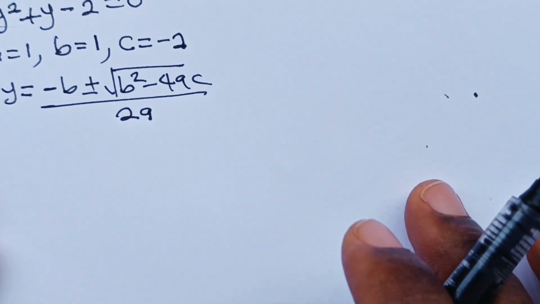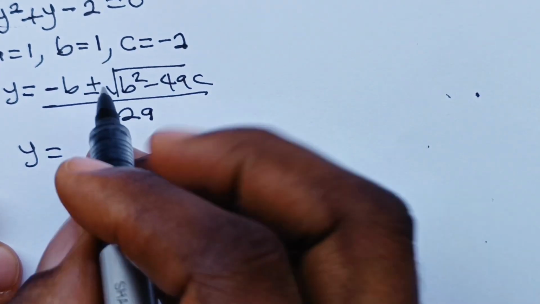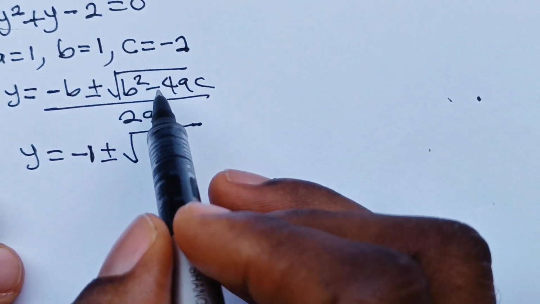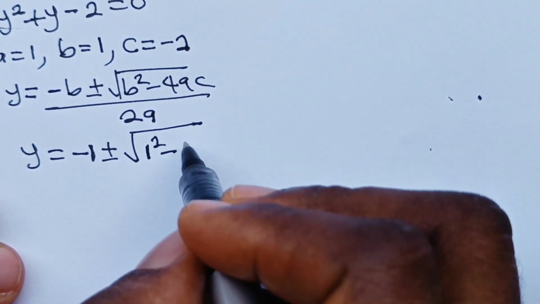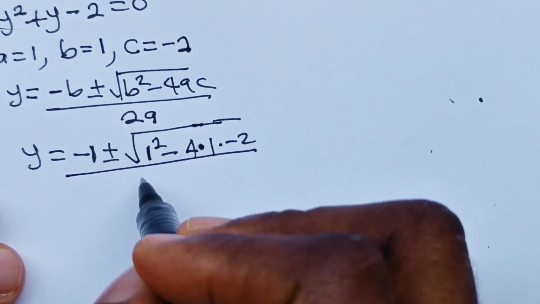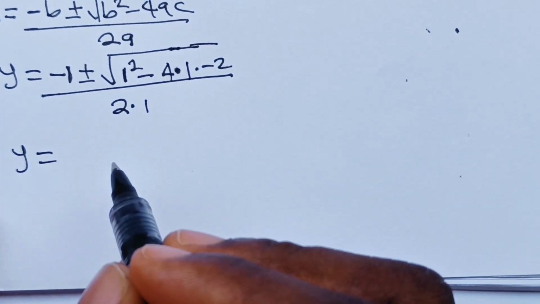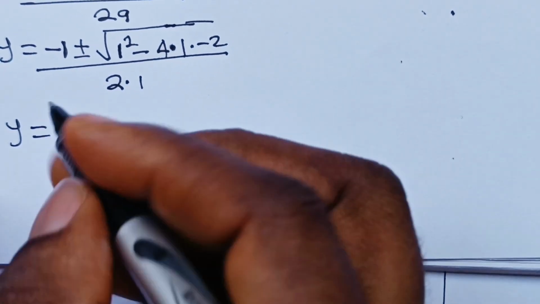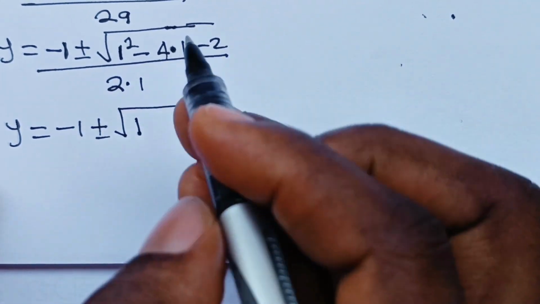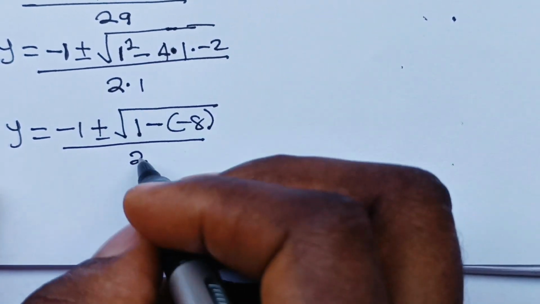All right, therefore we can write that y is equal to minus b, that is minus 1, plus or minus the square root of b squared, which is 1 squared, minus 4ac, 4 multiplied by 1 multiplied by minus 2, everything divided by 2a, that is 2 multiplied by 1. Now our y is equal to minus 1 plus or minus the square root of 1 squared, which is 1, minus 4 times minus 2, which is minus 8, everything divided by 2 times 1, which is 2.